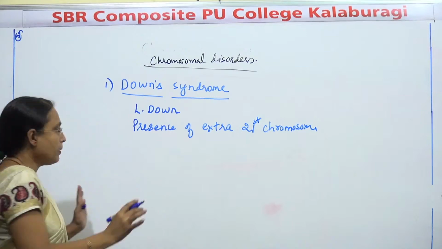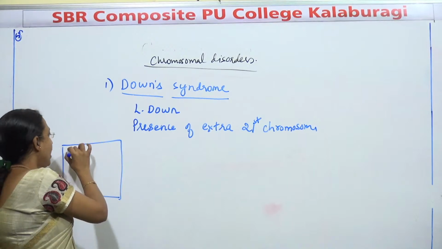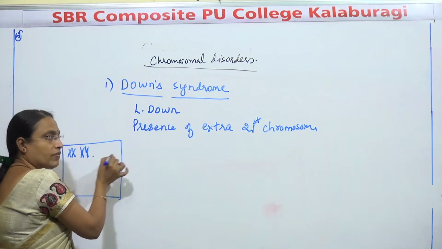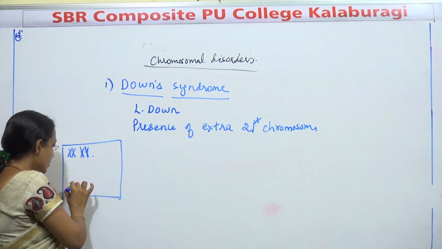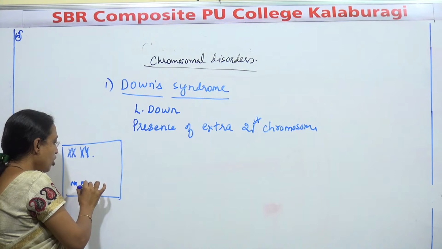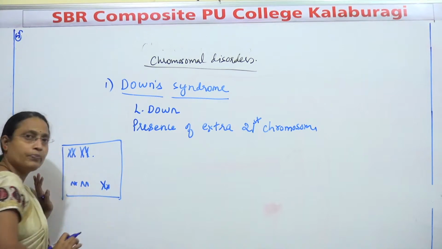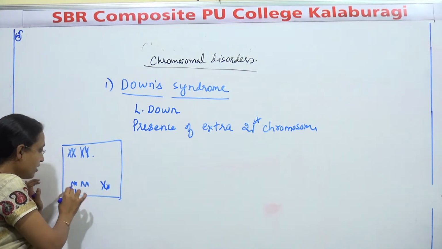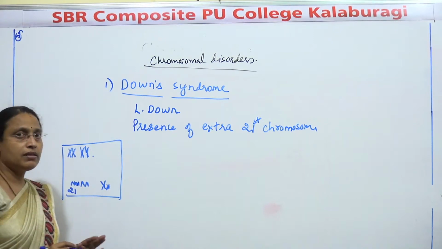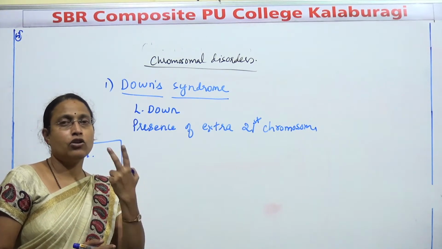For that, you should keep in mind the karyotype of humans. In that, first chromosome pair, second chromosome pair, like the third, fourth, fifth, sixth, seventh, like that, 21st and the 22nd. And the 23rd will be the X chromosome and Y chromosome. Now here, instead of the normal one pair of 21st, one more extra 21st chromosome is there. That means the total number of 21st chromosomes in Down syndrome is 3 instead of the normal 2.